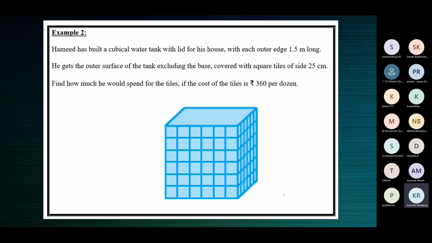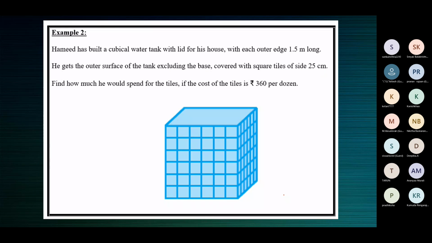The question is to find how much he would spend for the tiles. For that, you should know how many tiles he's buying. So by dividing, you found the number of tiles he has to buy. How is it sold? 360 rupees per dozen. So how much for one tile? 360 rupees for 12 tiles. For one tile?